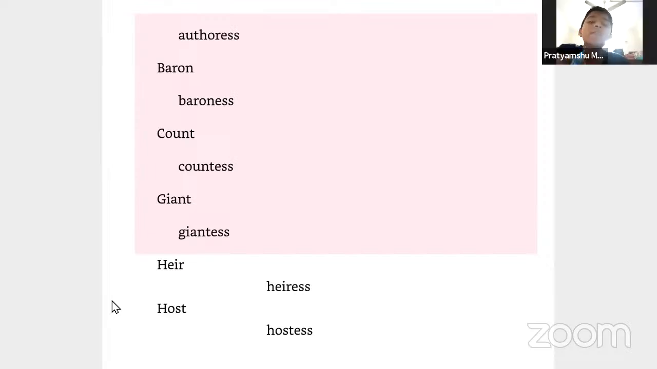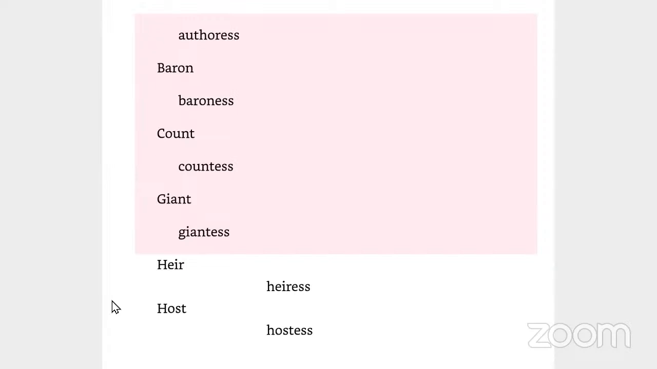So what's the meaning of baron? Just remember it's an officer of the British court. Then you can do subsequent research later, up to you if you want to study more. Count, same. What is a giant? Who can say? Sir, a big creature. A big person. Correct. A big creature that looks like a human but is huge in size.